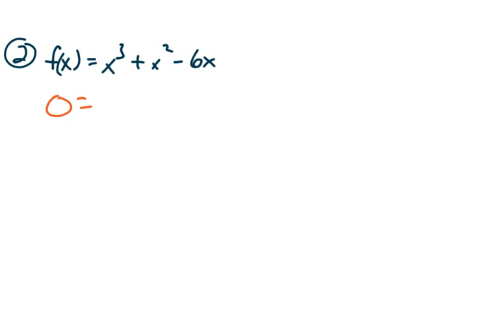Well, I think they're all divisible by, it looks like it's just x. So we're going to have x, and then we'll have x squared plus x minus 6. Okay, let's see. X out front is as far as it can go. That's a monomial, can't do anything with it. X squared plus x minus 6, that's a quadratic.